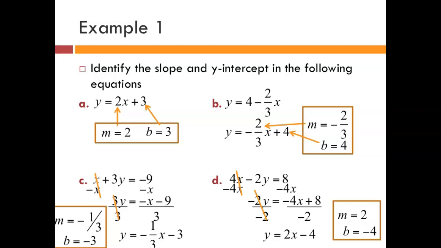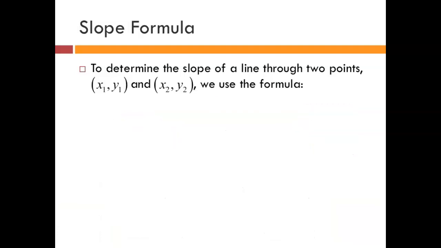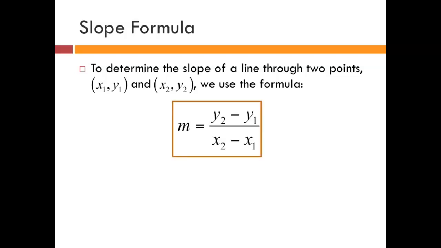All right, now what if instead of being given an equation, you were given 2 points that are on a line? How do you find the slope of that line? There is a slope formula for this. To determine the slope of a line through 2 points, (x1, y1) and (x2, y2), we use this formula. Slope, m, is equal to y2 minus y1 over x2 minus x1.